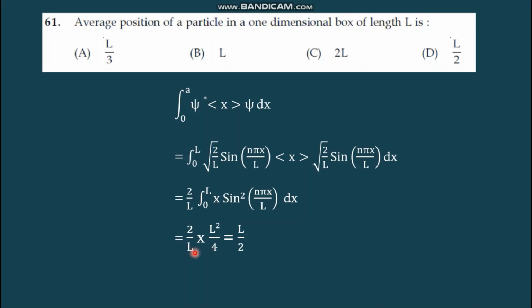Okay, just put the value. We already have 2 by L, and L square by 4 is the value, and you will get an answer of L by 2. So the average position is L by 2. In quantum mechanics, here the integral we have taken is 0 to L, so the value is L by 2. If you take minus L to L, the value will not be L by 2. It has a different value, and we can do one video on quantum mechanics, and at that time we can discuss these average values with different limits. Okay, now the answer is L by 2.